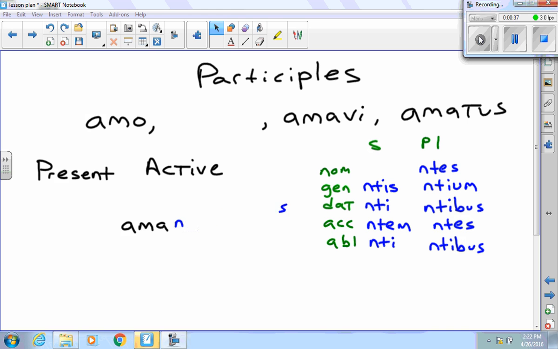If I want it to be genitive, then I would put an -ntis on there, so to have amantis. Both of those are present active participles. If I wanted it to be dative, I would choose amanti. If I wanted it to be accusative, I would choose amantem. They all have those NTs in them. They do change based off of their case and number, though.